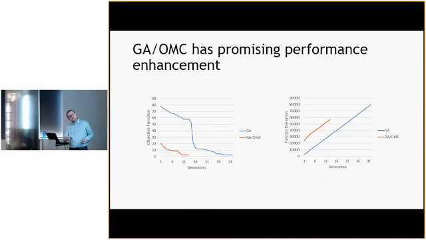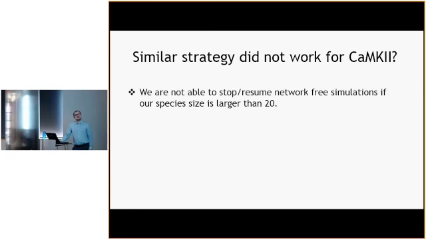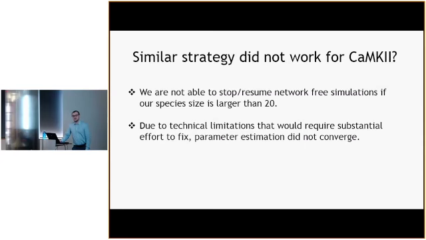But eventually, we just converge to the same point, and then maybe at 11 generations or so, we get a good result. When we tried to implement the same strategy for the ChemK2, we had some issues: we are not able to stop and resume network-free simulations if you have more than 20 species. It's a huge technical limitation, and that's a lot of work to fix it.